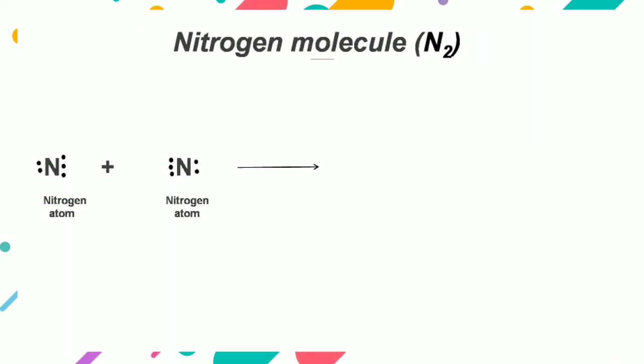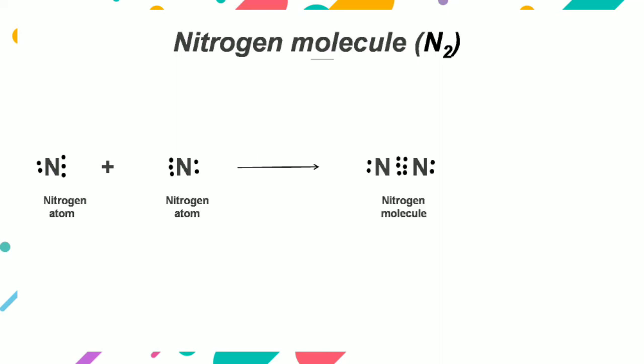The formula of nitrogen molecule is N2, means 2 nitrogen atoms combine to form one nitrogen molecule. The atomic number of nitrogen is 7, so its electronic configuration is 2, 5, which means that each nitrogen atom requires 3 more electrons to complete its octet. And as 5 electrons are present in the valence shell of a nitrogen atom, so Lewis symbol of nitrogen will be represented by placing 5 dots around the symbol of nitrogen.